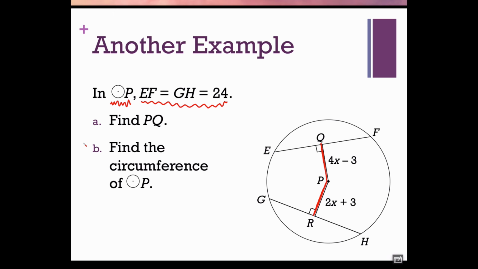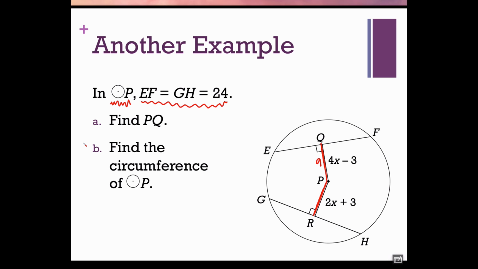I was still drawing. Yeah, me too, still drawing. So x is 3. Set them equal. If I know that PQ is 9, how do I find the circumference?